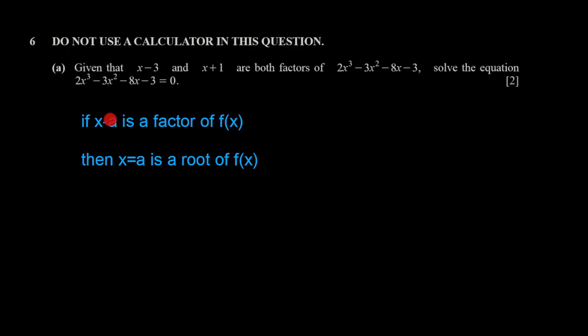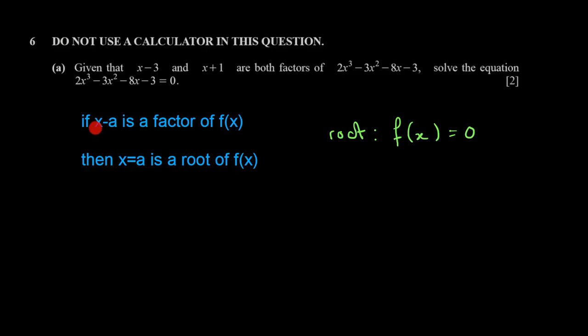If x minus a is a factor of a polynomial, then x equals a is a root of that polynomial. In other words, it's a solution of the polynomial. What is a root? A root is where the function is equal to 0, so it's where f of x is equal to 0. Okay, let's elaborate on this.